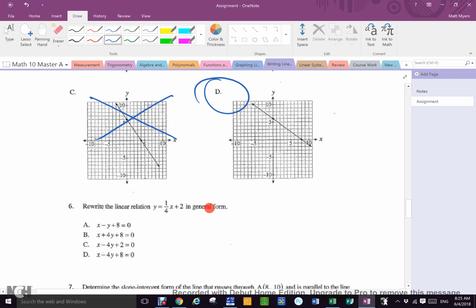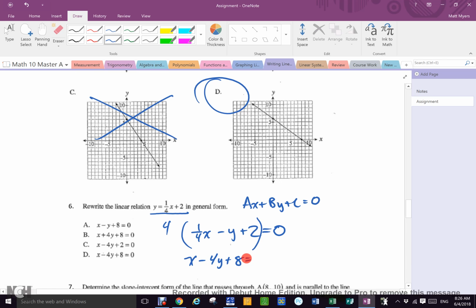Rewrite this in general form. General form is Ax plus By plus C equals 0. What is different between that and that? No fractions, everything on one side. So I like to go 1/4 x, because he's already positive, minus y plus 2 equals 0. Not allowed to have that, so I multiply everything by what? 4 to get x minus 4y plus 8 equals 0, which is D.